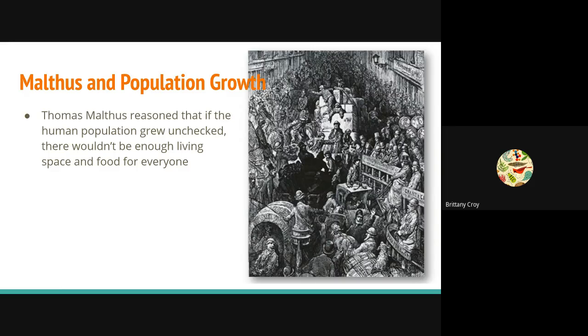He was talking about density dependent limiting factors, if you remember those. And Darwin was fascinated by his paper, and he realized that this doesn't just apply to humans, but it applies to all organisms. The idea that too many organisms exist, so only the best organisms are going to survive, and the other ones are going to die off.